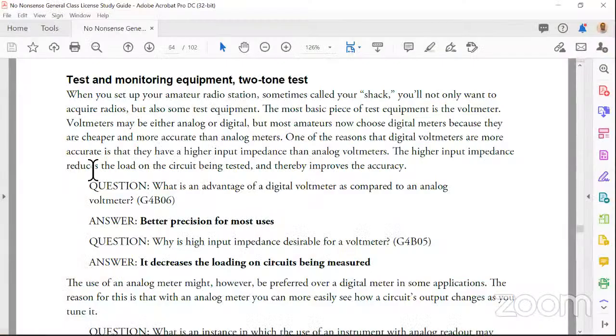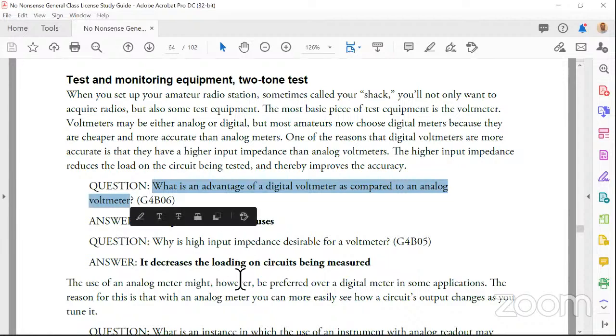So for persons who are following along with the PDF copy of the No Nonsense General Class License Study Guide, we are on page number 61. So let's go straight into the questions in the question pool. The first one, what is an advantage of a digital voltmeter as opposed to an analog voltmeter? We said that the digital voltmeter gives us better precision for most uses.